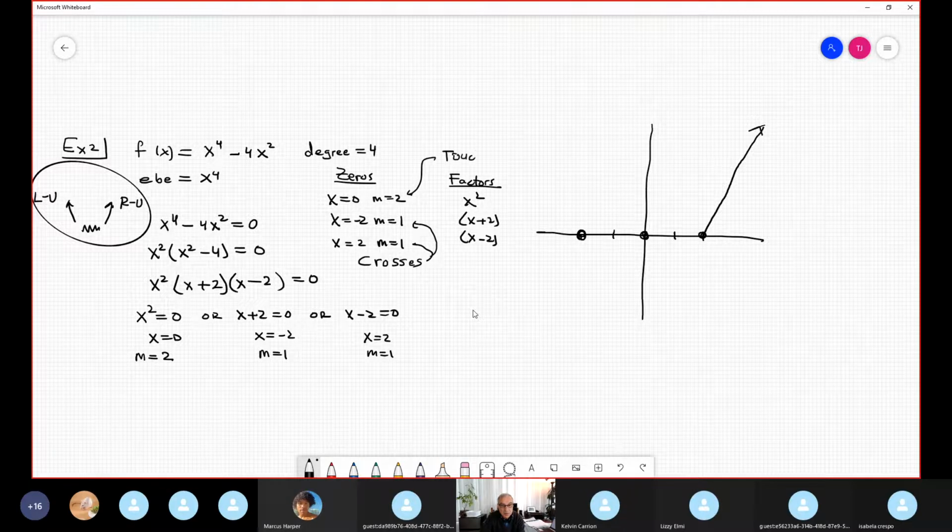So the graph, I suppose, can look like that. Look, touch, and now cross, and continue here. This is my rough sketch of the graph. This is 2, this is 0, this is negative 2. Do you understand or no?